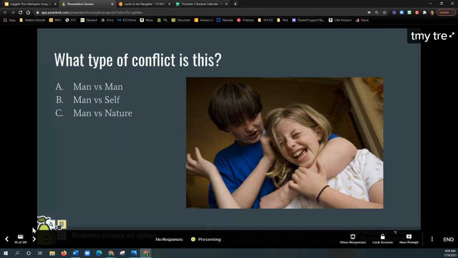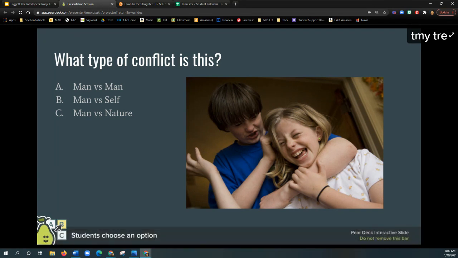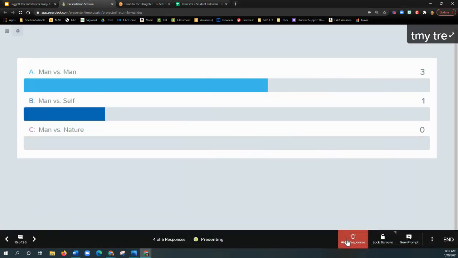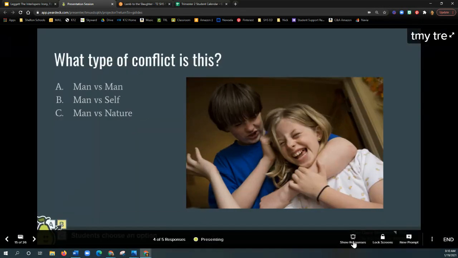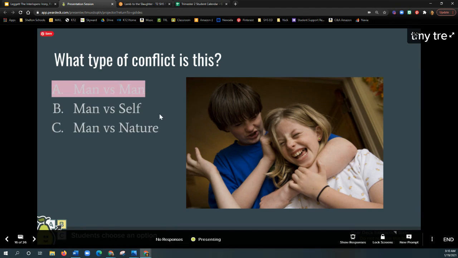What type of conflict is this? We've got man versus man and man versus self. Interesting. So we've got some siblings here. Noogie! You've never done that, right? You've never given or received a noogie. No. This is man versus man.